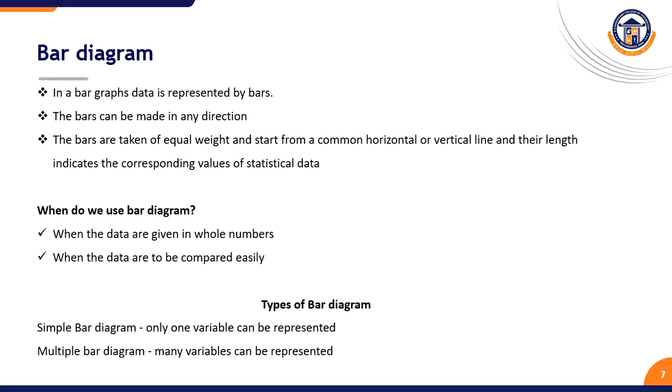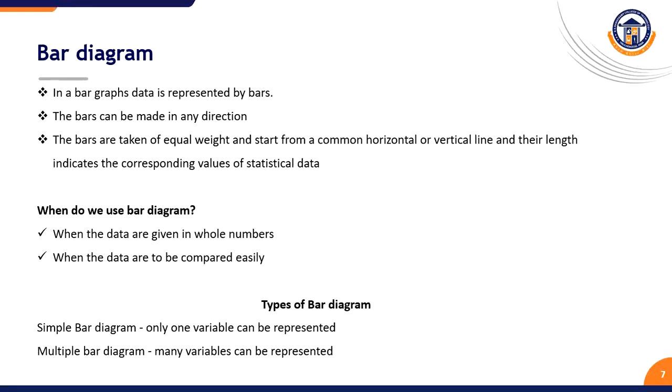Then the bar diagram. In a bar graph, data is represented by bars. The bars can be made in any direction. The bars are of equal width and start from a common horizontal or vertical line, and the length indicates the corresponding values of statistical data. When do we use a bar diagram? When the data are given in whole numbers and the data are to be compared easily.